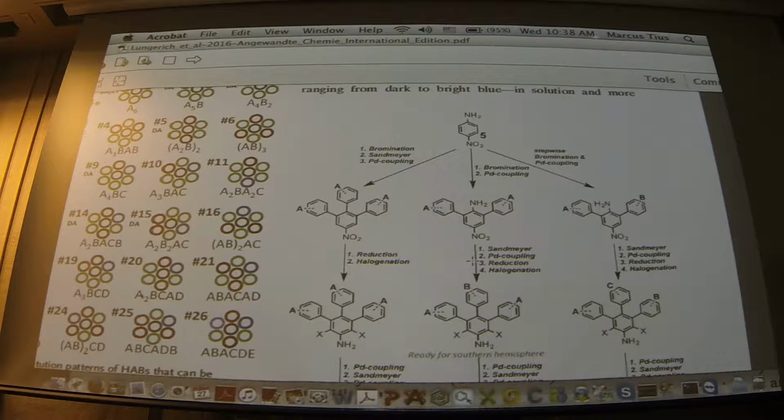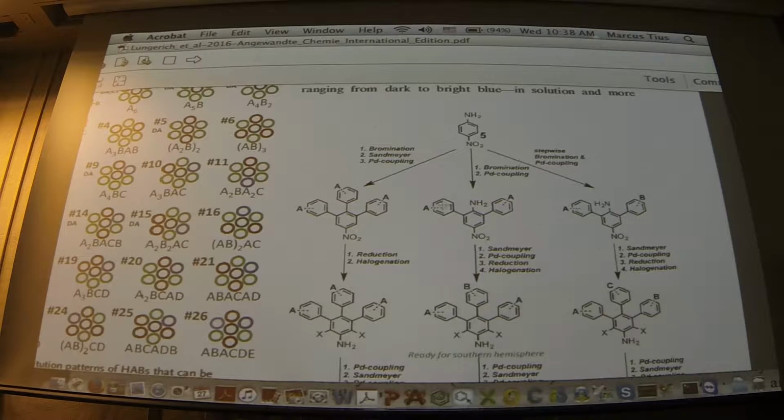And so that's the 3rd step. The Sandmeyer reaction is just the formation of the diazonium species, and then the 3rd step is palladium coupling. So that allows you either to introduce a single version of the 2nd aromatic ring, or if you look all the way to the right, you'll see 2 different aromatic rings, which means that you've done sequential brominations and Sandmeyer reactions.